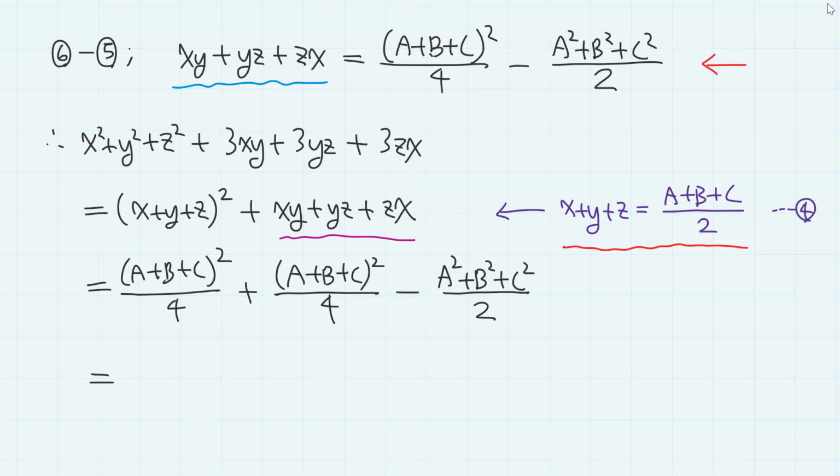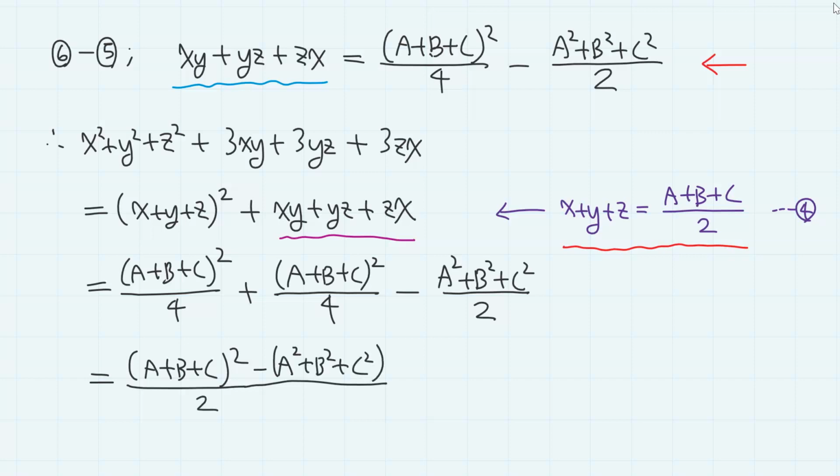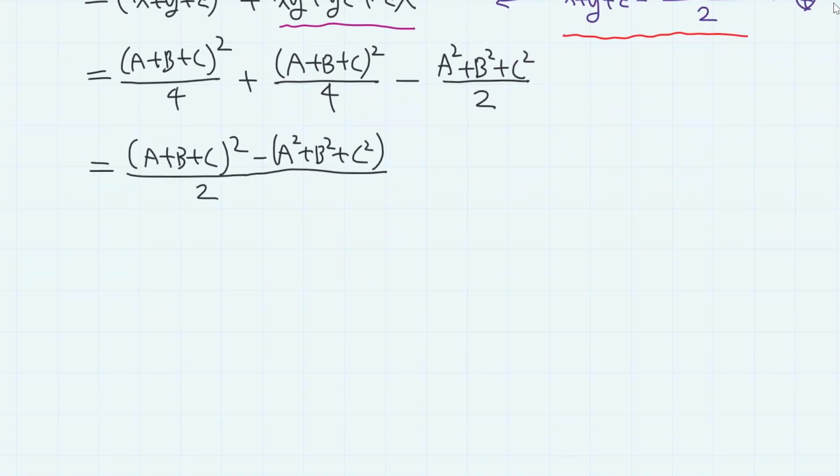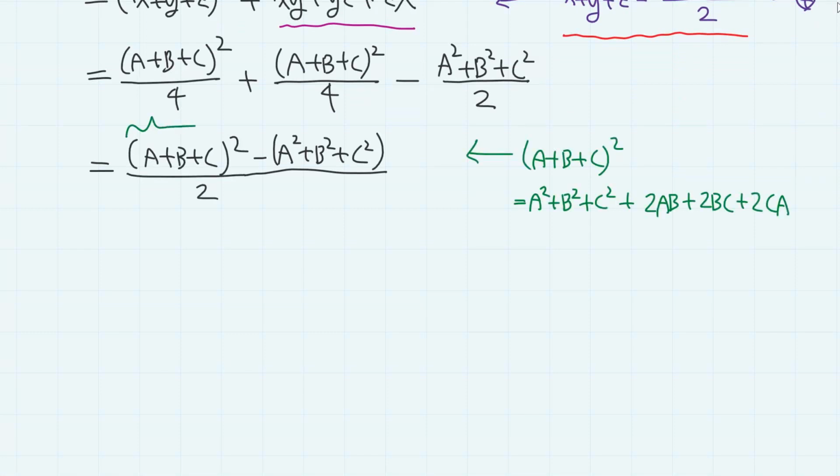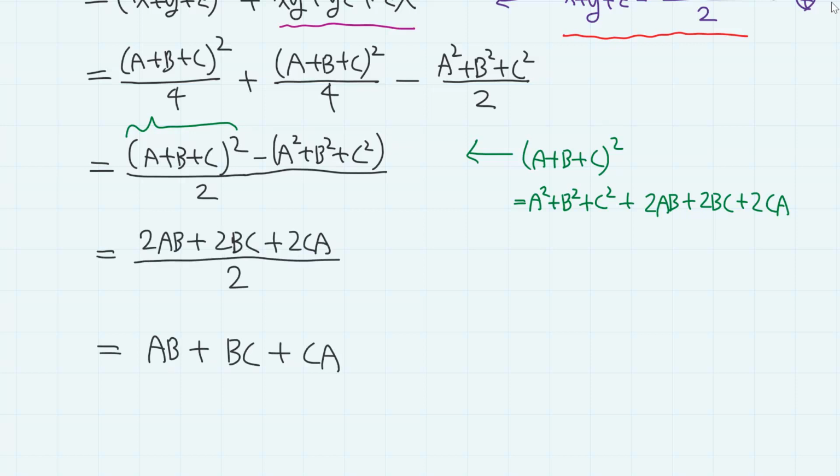Notice that the first two terms give (a plus b plus c) squared divided by 2. So using the denominator 2, we can write minus (a squared plus b squared plus c squared). So by expanding this part, can you guess what we obtain? Which equals, voila!